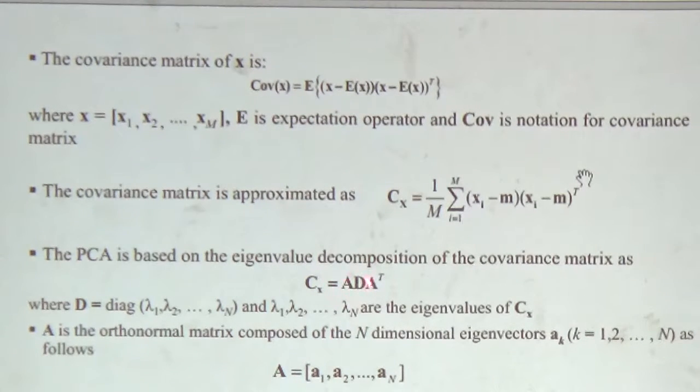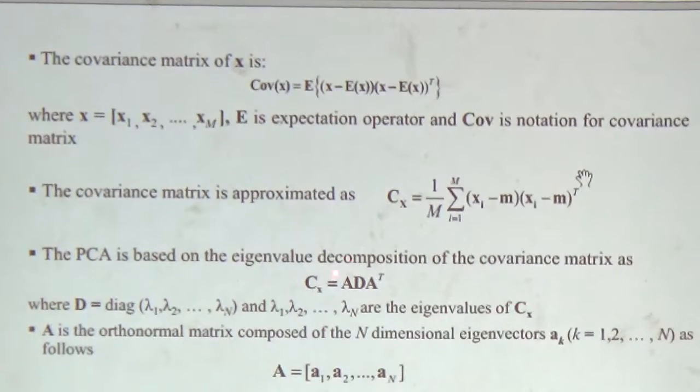And when you write this right hand side, you will be able to get Cx. So you have this orthonormal matrix A, which is composed of eigenvectors of Cx, and you have capital D, which is a diagonal matrix whose diagonal elements are the eigenvalues lambda 1 to lambda n. There is a relationship between lambda 1 and A1. So lambda 1 is the eigenvalue corresponding to this particular eigenvector.